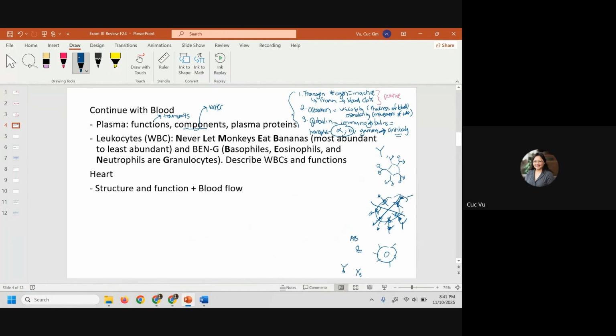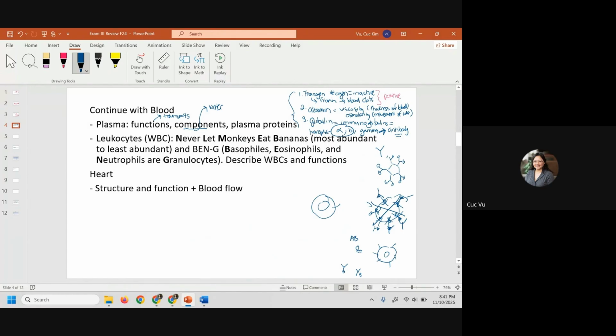And when they bind to it, they can inactivate it like a virus because if they coat the virus, then the virus can't bind to your cells. So in that way, they can inactivate it. But mostly they bind to it so that your other white blood cells can come by and destroy them.